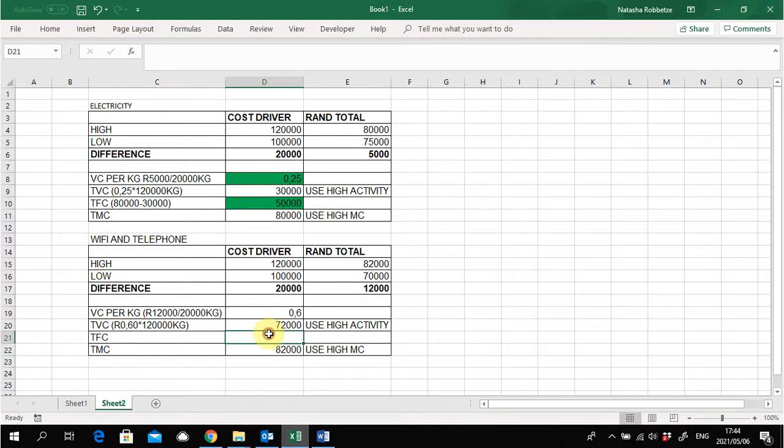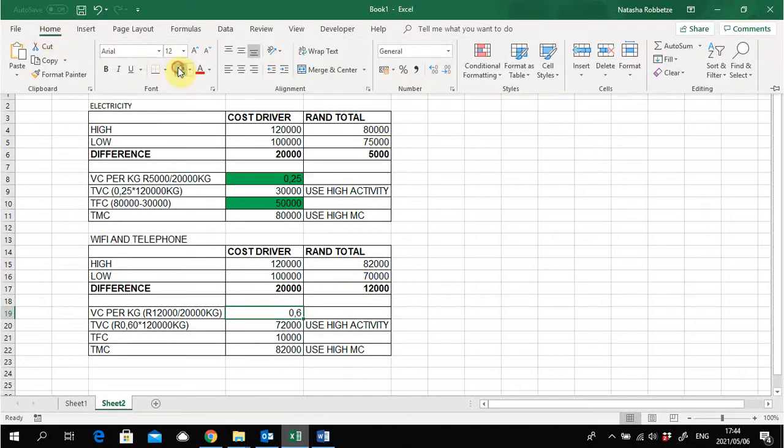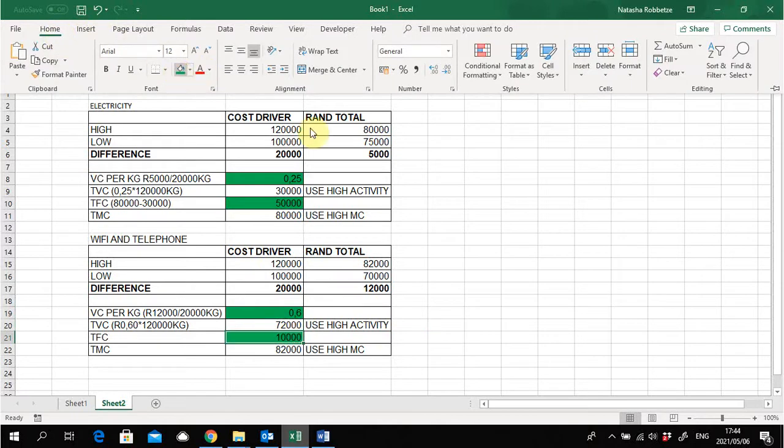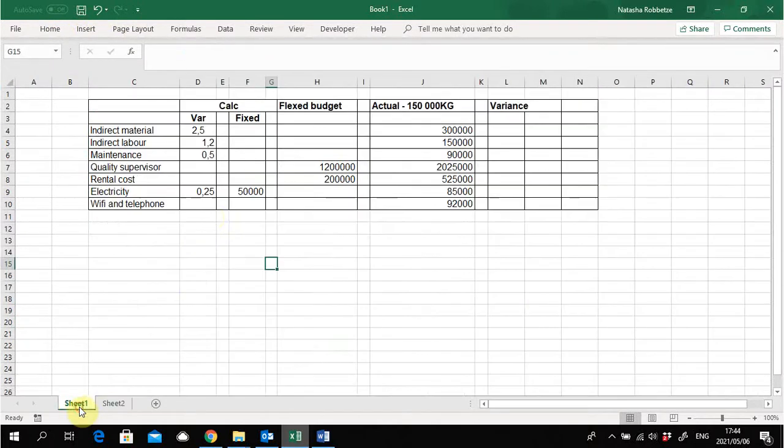And then, of course, the fixed cost is going to be the difference between the mixed cost and the variable cost, because the sum of the variable cost and the fixed cost equals the total mixed cost. So here I'm just going to say 82 minus 72, and I get my fixed cost to be 10,000 Rand. So again, I need to go back to my report that I'm busy with, and I need to fill out this 60 cents, and I need to fill out this fixed cost, which is 10,000 Rand. Going back to my answer, for telephone and Wi-Fi, it was 60 cents variable cost, and then the fixed portion was 10,000.